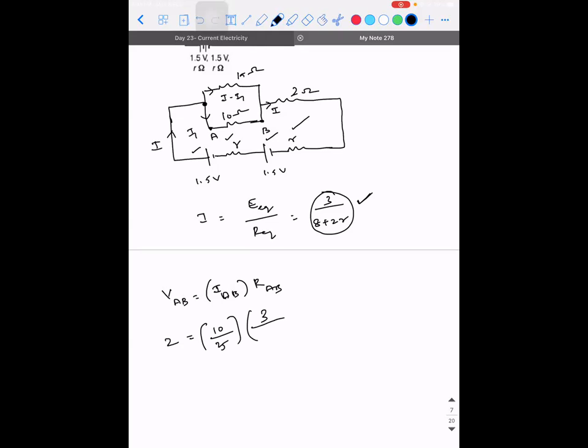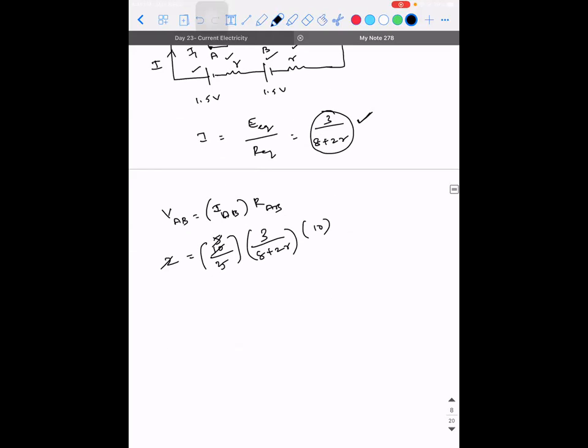3 by 8 plus 2R into what is the value of RAB? That's 10. 5 times, 2 times, 8 plus 2R on the 6. Still I'm getting a negative value. I should not get a negative value. I think the answer is wrong. This is correct, 3 divided by 8 plus 2R.